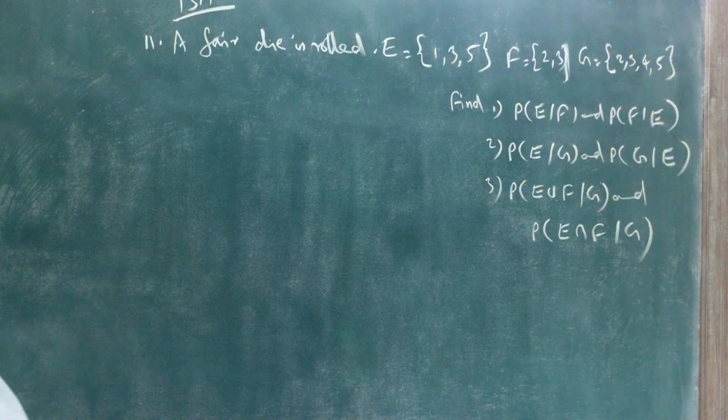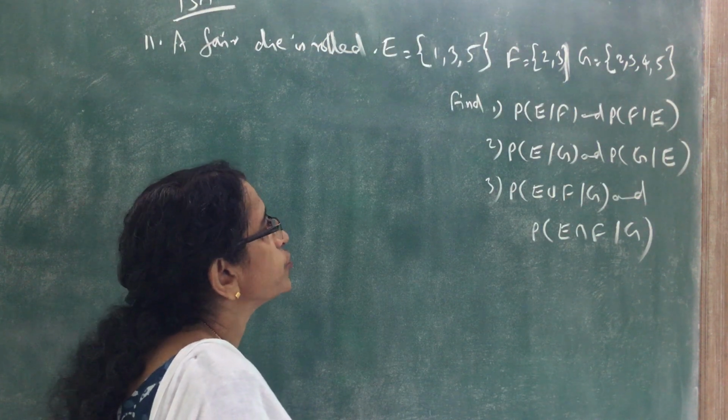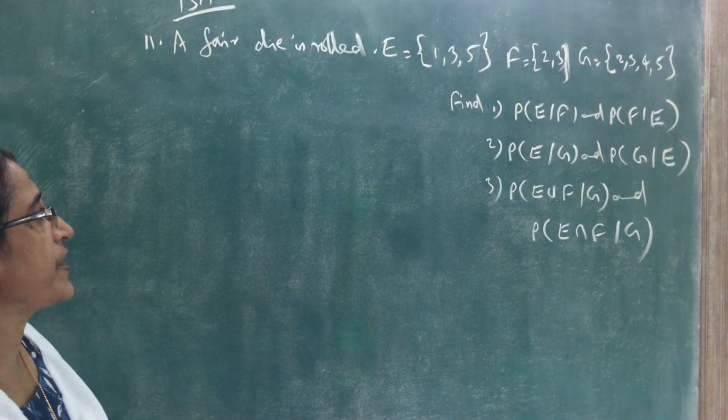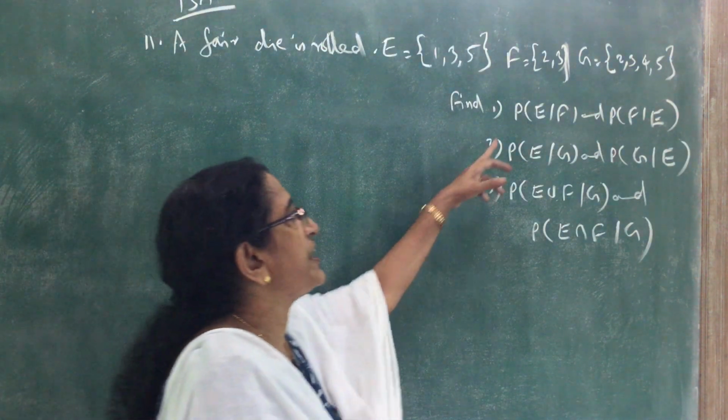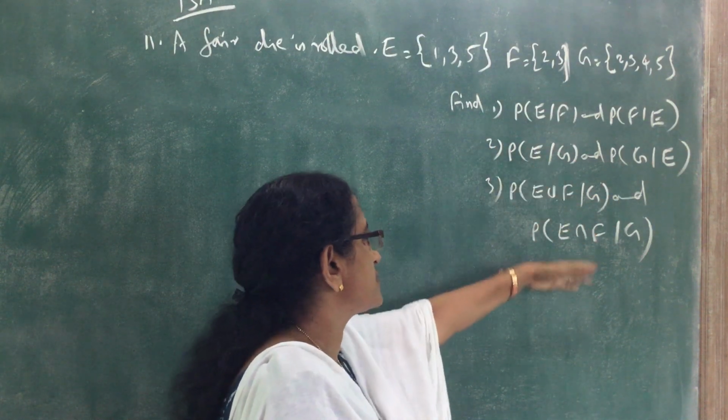11th one. A fair die is rolled. Event E is {1, 3, 5}, event F is {2, 3}, G is {2, 3, 4, 5}. Find the probability of E given F, probability of F given E, and probability of E given G. Like this we have to find.